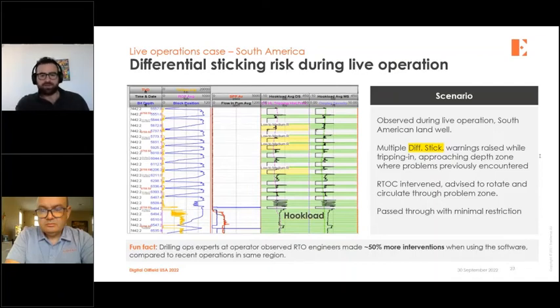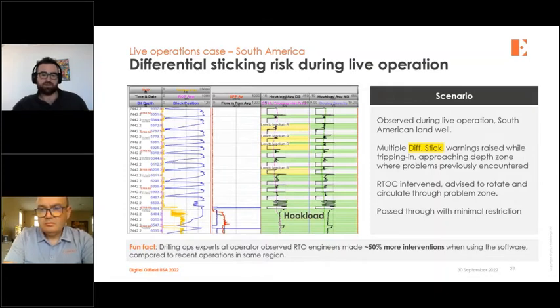What we observed in this case is, again, differential sticking risks. Several warnings were raised in the depth zone where you see these yellow bars. Independently of the software, this was not something known to us, but the operations team from the operator told me afterwards that this approached a depth zone where they'd had some problems in the past. So that is nicely consistent, an external validation that we get from that info. What they did, the operations center, the monitoring engineers, was call the rig and say you should do some extra flow and some extra rotation in order to get through this zone.